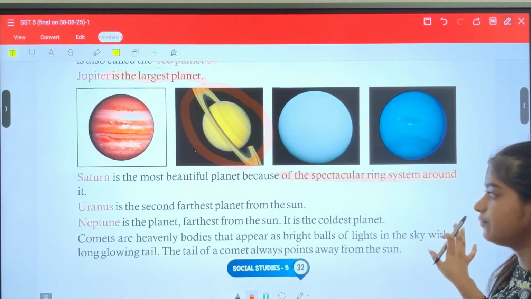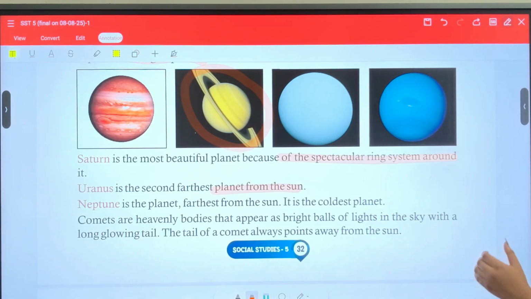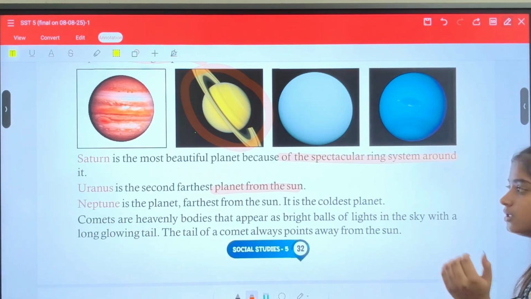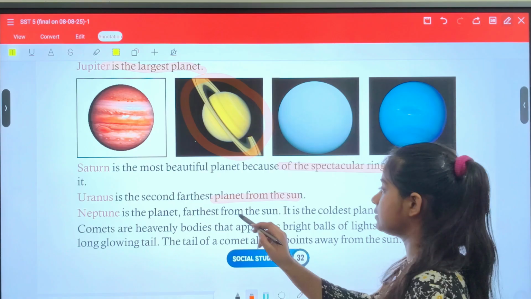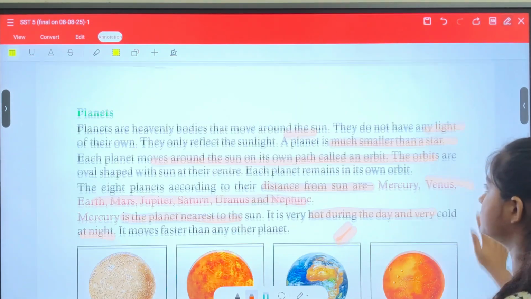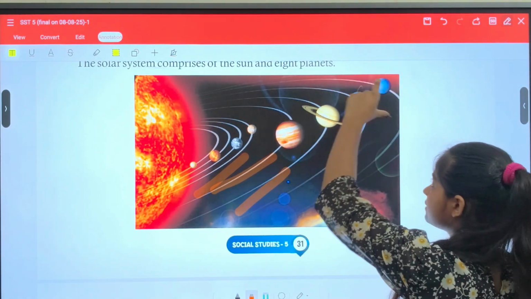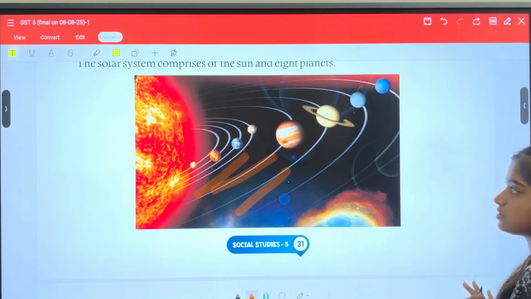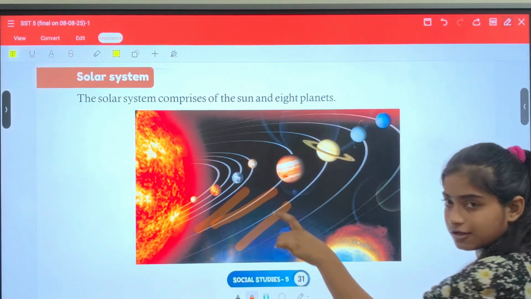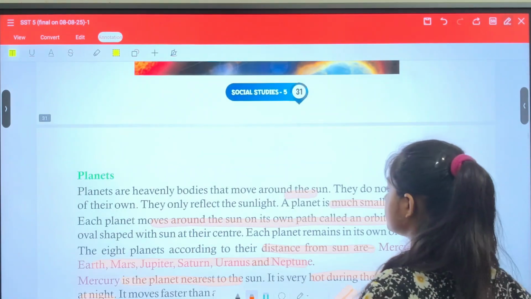Okay, this is very beautiful. Uranus is the second farthest planet from the sun. Okay, Jupiter, second farthest planet from the earth. And Neptune, this is the farthest from the sun. Like you can see, this is Neptune, the farthest from the sun, and this is Uranus, the second farthest from the sun. Clear? And this Jupiter one is the largest, and this one is Saturn, which has a spectacular ring. Clear?